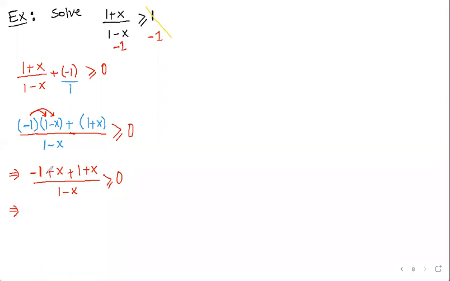I have negative 1 with the 1 cancelled with each other. Let me use a different color. Because negative 1 plus 1 is 0. Now x plus x, they give me what? 2x over 1 minus x, greater than or equal to 0.